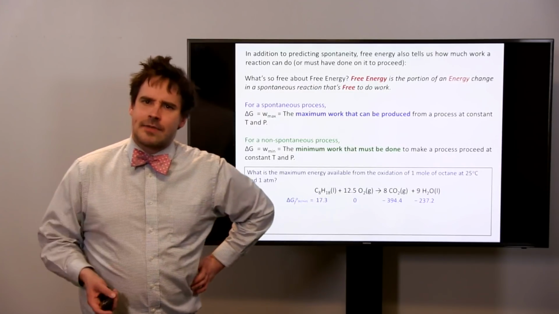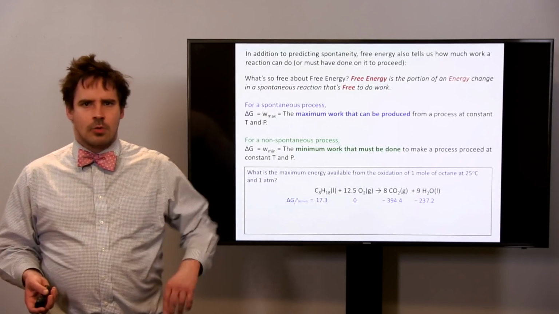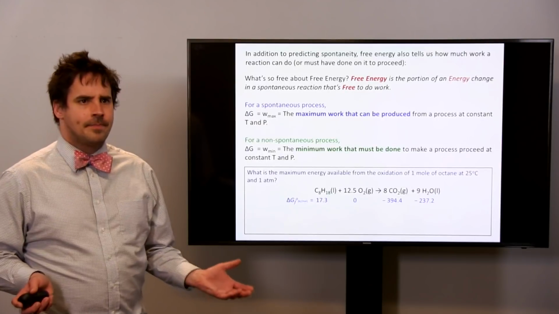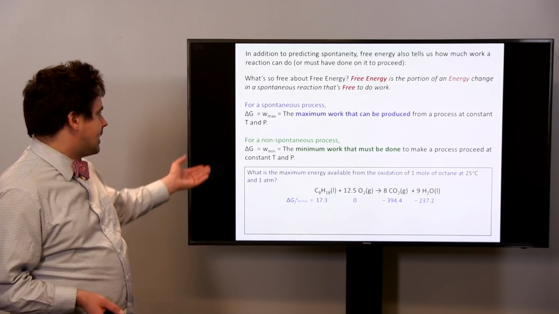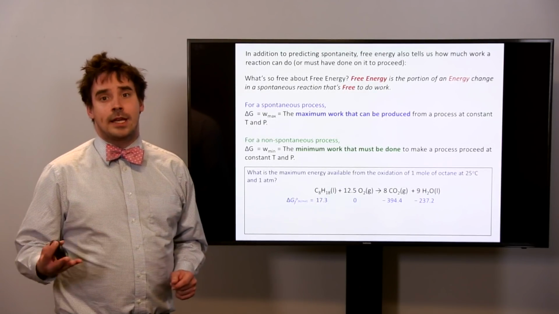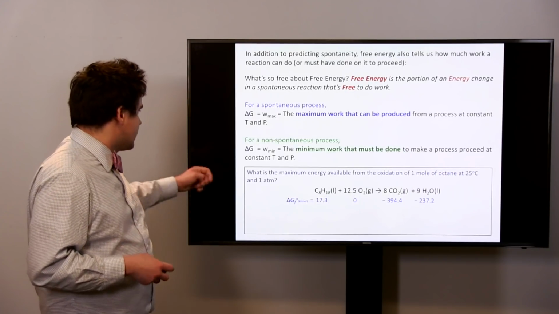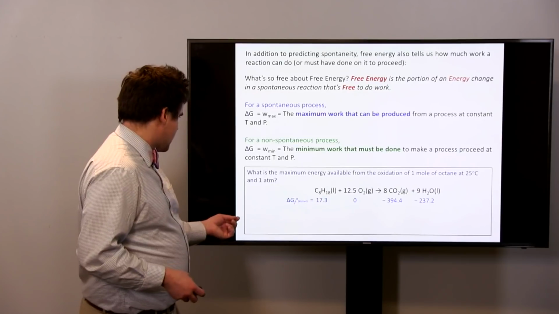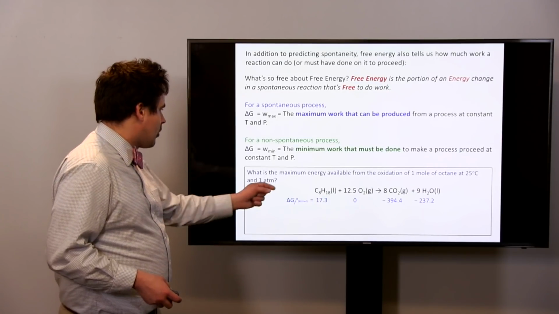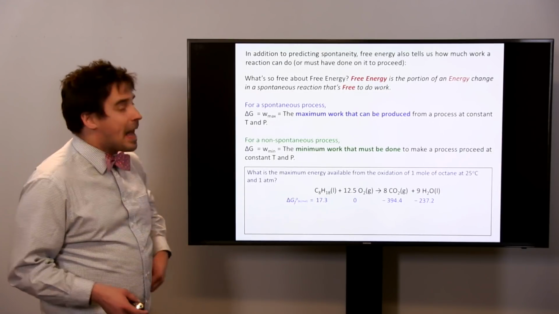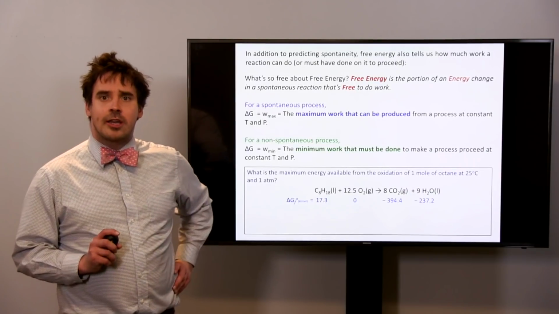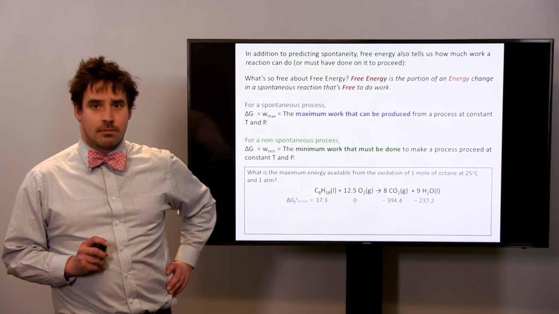If delta G is positive, that means it's a non-spontaneous process. Well, what does the magnitude of delta G mean then? Well, it means it's the minimum amount of work that you would need to put in order to get the reaction to go. So let's take a look at this question here. Here we're given free energies of formation for these molecules, and we want to know what's the maximum amount of energy that we could get from the combustion of octane.